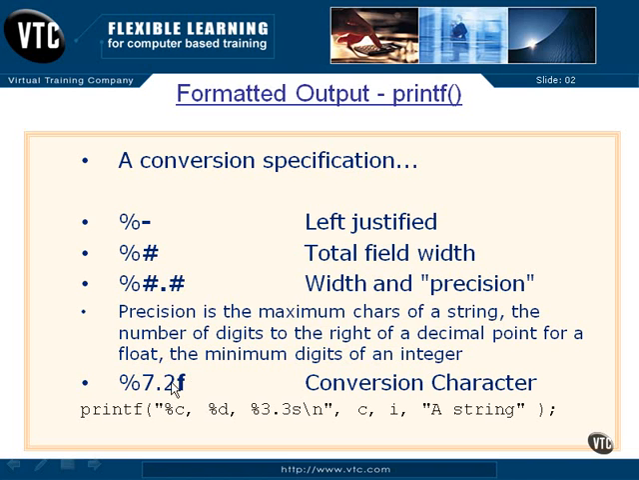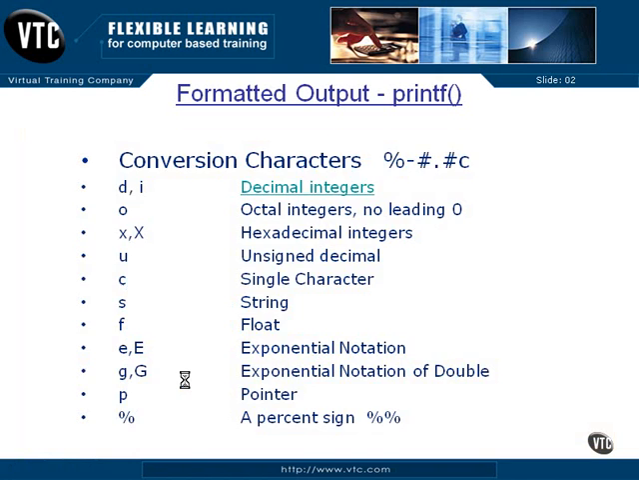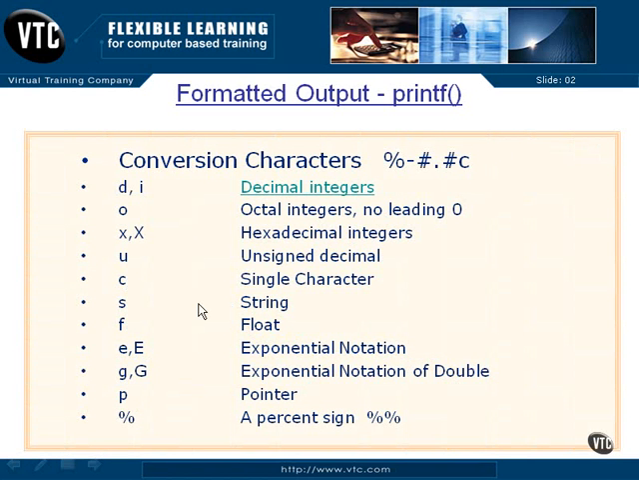Now let's look at all these spec types that are in here. These are the actual conversion characters. A D or an I is a decimal integer. So you're going to print out whatever that value is on the right-hand side of the printf. It's going to be printed in a decimal form with either D or I.